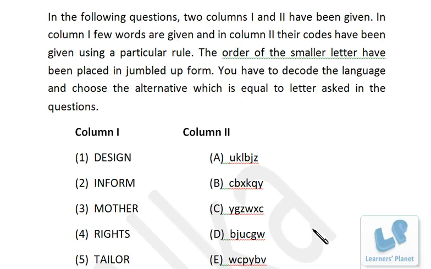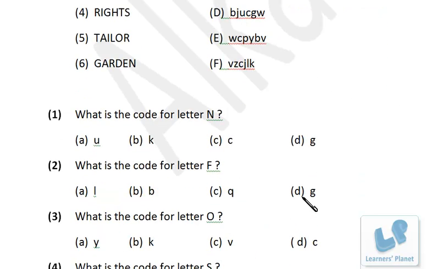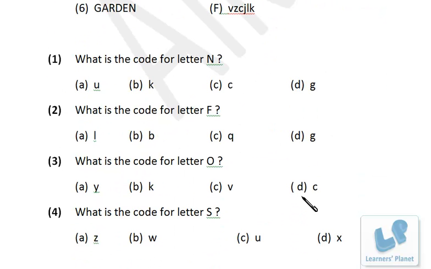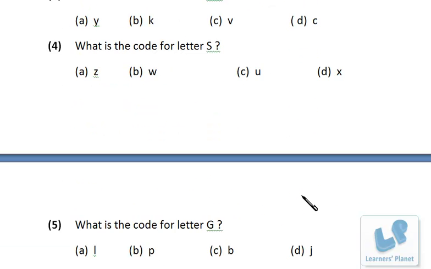Now friends, let's see this problem. In the following set of questions, two columns 1 and 2 have been given. In column 1, a few words are given, and in column 2, their codes have been given using a particular rule. The order of the smaller letters has been placed in jumbled up form. You have to decode the language and choose the alternative which is equal to the letter asked in the question. This is column 1, this is column 2, and we have some 5-6 questions based on that, right?